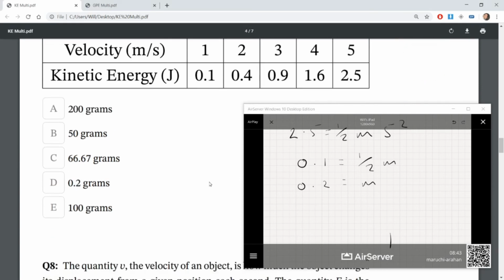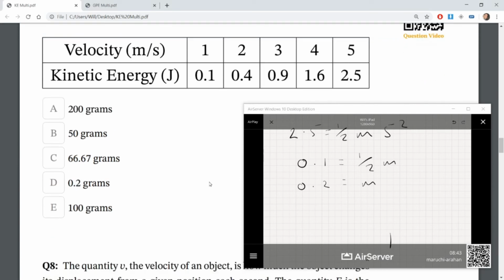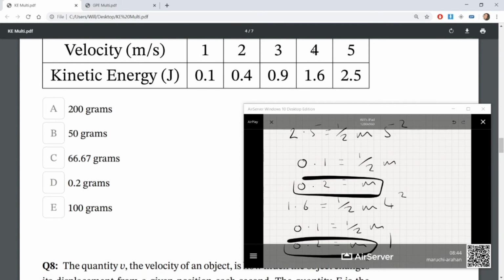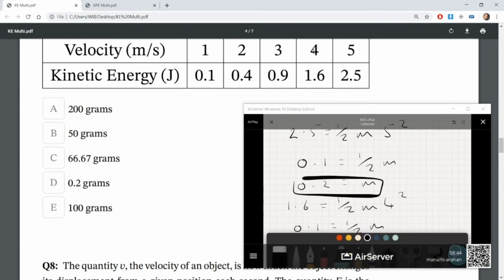We can check that if we do it with the kinetic energy, the next one down. So do it with 1.6 and 4. 1.6 equals half m times 4 squared. 4 squared is 16. Divide both sides by 16, you get 0.1 equals a half m. Multiplied by 2, 0.2 equals m. So both of those answers agree with each other, so we're pretty sure we've done the right thing.